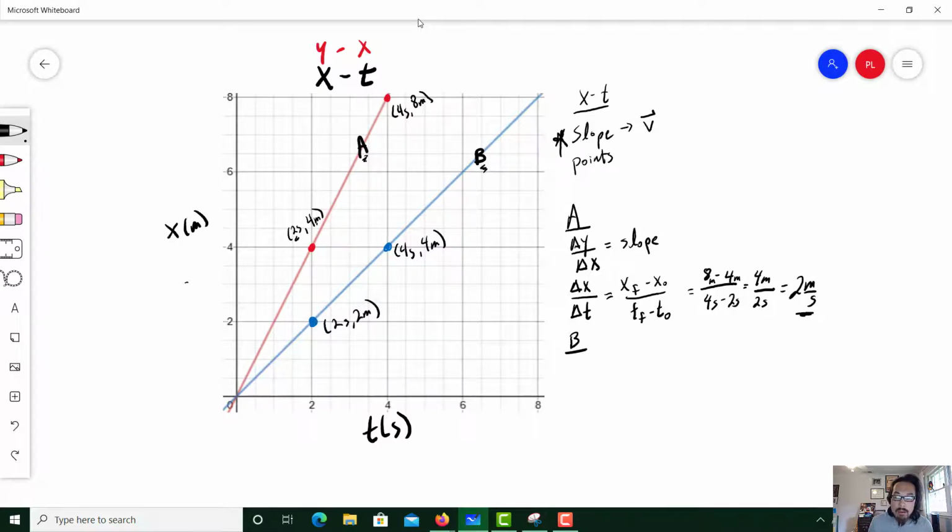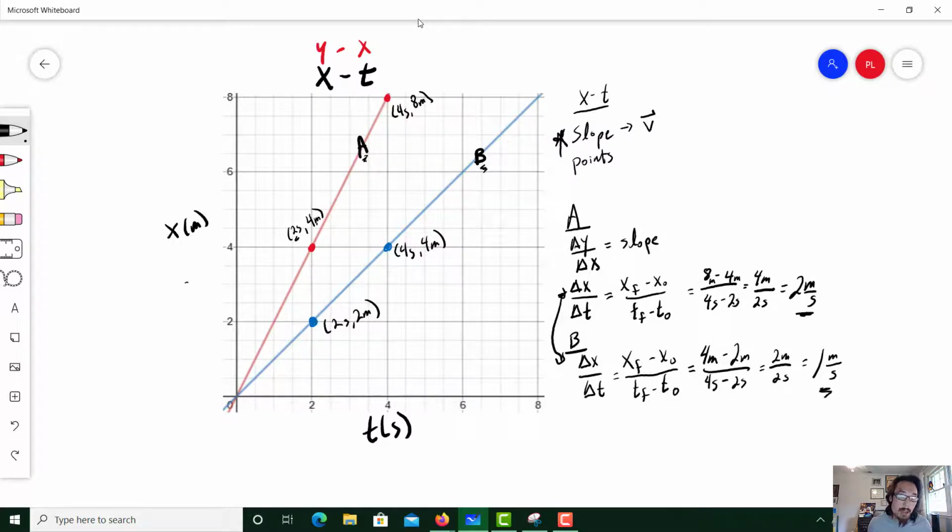All right. I'm going to just jump from this equation down here. So we have delta x over delta t is equal to x final minus x initial. Notice how what I'm doing is I'm writing out the equation because it's just very good practice. Okay, 4 meters is the final position, 2 meters is the initial position, over 4 seconds for the final time, and 2 seconds, which is the initial time. So we get 2 meters over 2 seconds, and that simplifies itself to 1 meter per second. So this is object B's velocity.